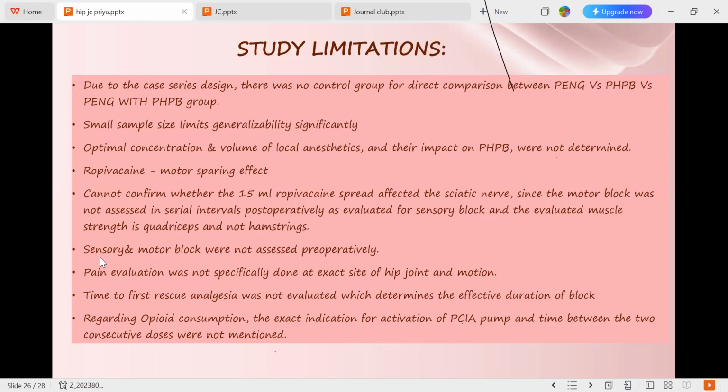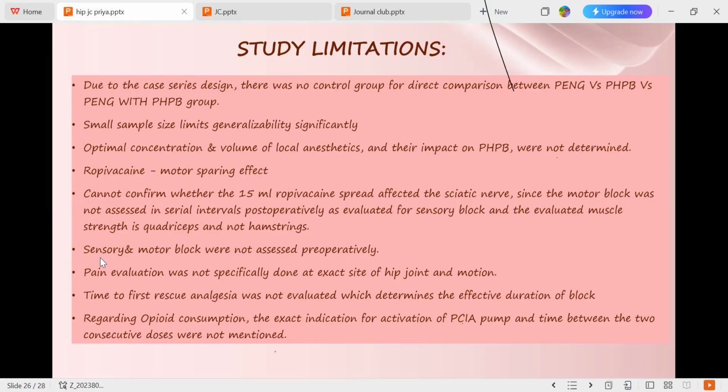And the pain evaluation they have mentioned as NRS maximum score, which was not specifically done at the exact site where the patient complains of pain, whether it is anterior hip joint pain or posterior hip joint pain, and exactly at what motion. Whether the patient is complaining of pain at hip flexion or hip adduction, abduction, that was also not mentioned properly. And the time to first rescue analgesia was also not evaluated, which determines the effective duration of block.